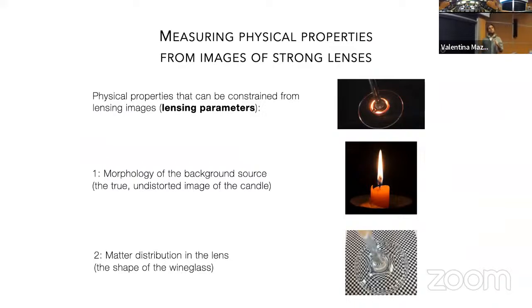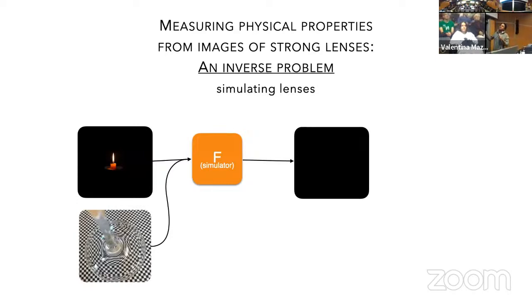But how do we do that? We extract this information from the data by first being able to simulate the data, which means in a computer, we want to have a model of the data. And for a gravitational lens, we need to figure out two different things. What does the image of the background source actually look like? What is the undistorted image of the candle flame? And what is the shape of the foot of the wine glass? If you know these two things, we have figured out the whole system, right? And we can simulate it, and the simulation is sort of easy.